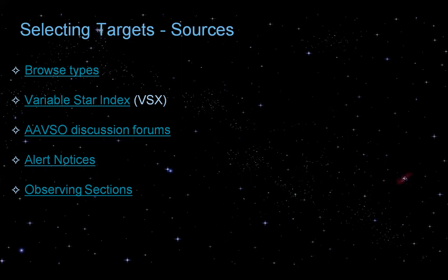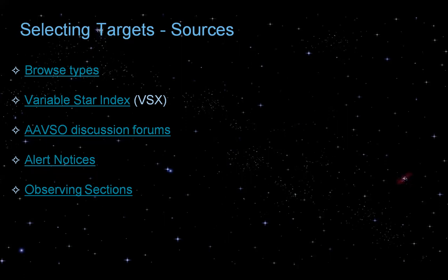So to start, you should go over to the American Association of Variable Star Observers website. I just want to mention too that the British Astronomical Association has a variable star section, and they have very similar resources there. But being a member of the AAVSO, I'm more familiar with their resources, so I'll be going through the things that they do there.